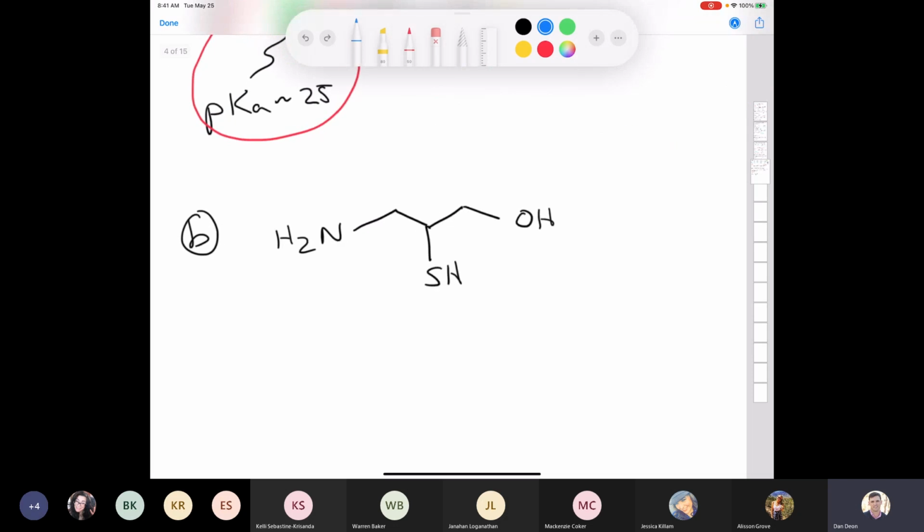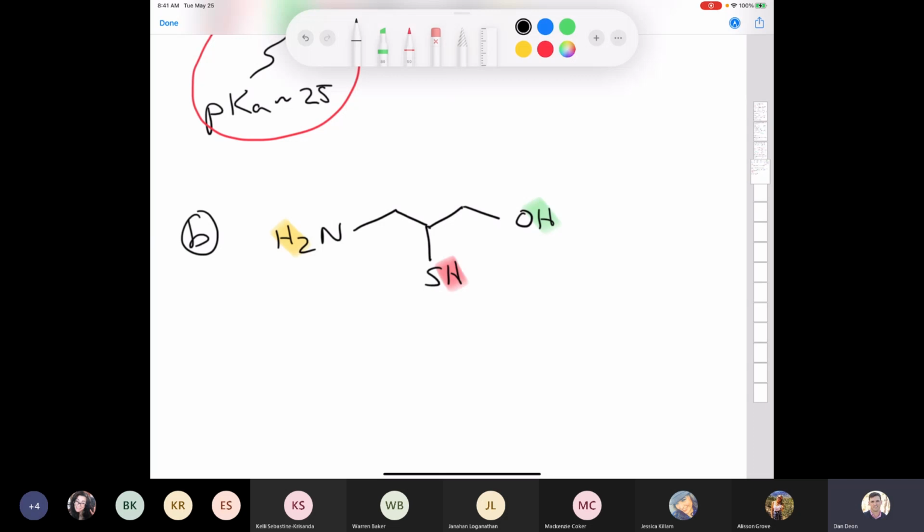We got 3 functional groups here, right? We've got a thiol, an alcohol, and an amine, all in the same compound. Could anybody solve this one and tell me which one would be the most acidic proton if I was to maybe highlight these in yellow, this one in red, this one in green, something like that? Anybody have an inkling about which one would be the most acidic?